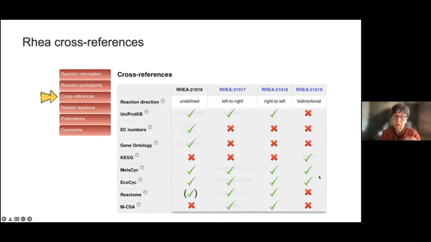So they provide some unspecified direction, left to right, right to left, or bidirectional. Reactome is mainly left to right or right to left, and maybe in the future we will provide links to Reactome on the undefined direction just for the transport reaction, but this is not sure. So for the moment, consider that Reactome has only two directions. And M-CSA, which is a resource developed at EBI, describes the mechanism of the enzymatic reaction. We provide links to left to right or right to left.